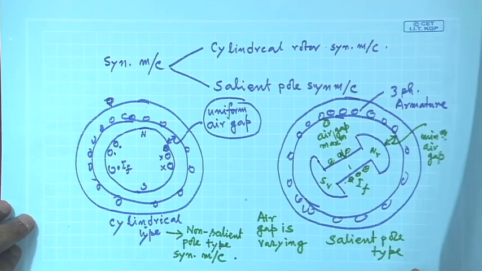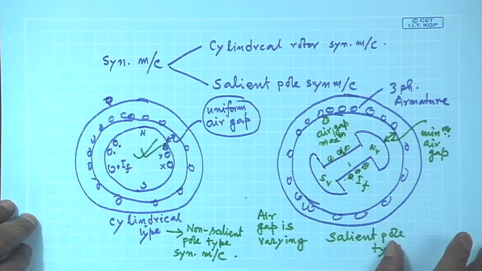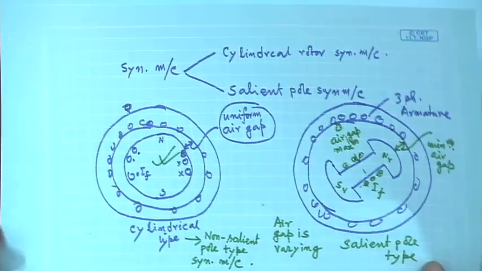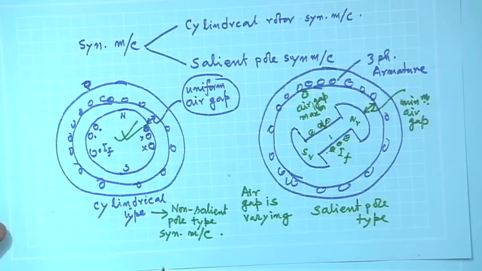Okay. So, we are doing this. We will take up the salient pole machine maybe after a few lectures. That is also simple, but it will be slightly involved because of the fact that the air gap is not constant.